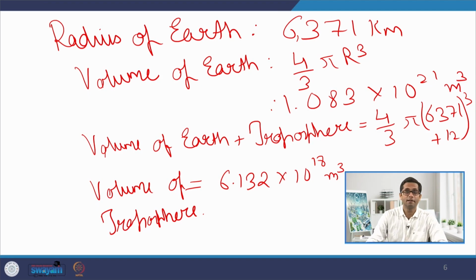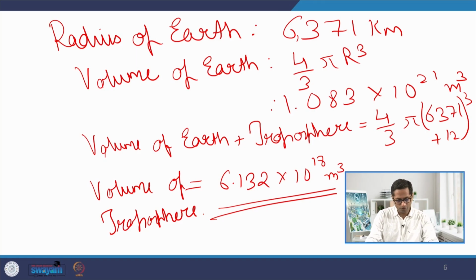So what I did just recently was I calculated the volume of Earth, I calculated the volume of Earth plus troposphere, subtracted the two, and this gave me the volume of the annulus, which is represented by the troposphere and atmosphere as a whole, and this is the volume of the troposphere that is of concern.